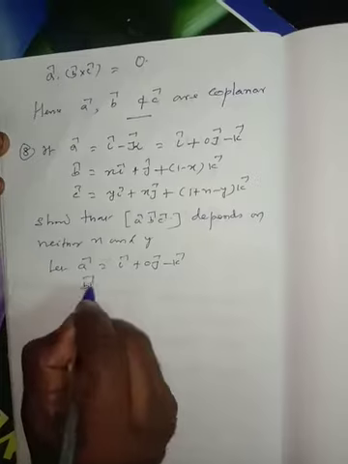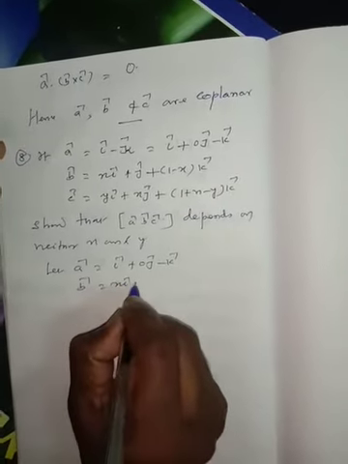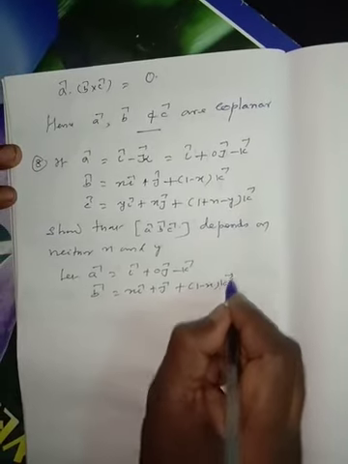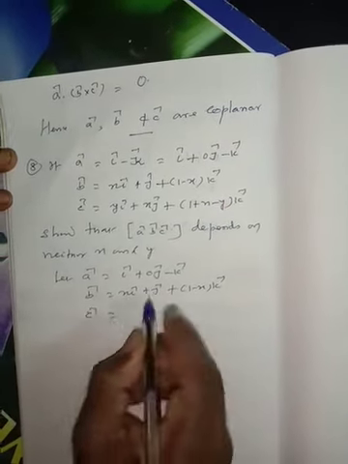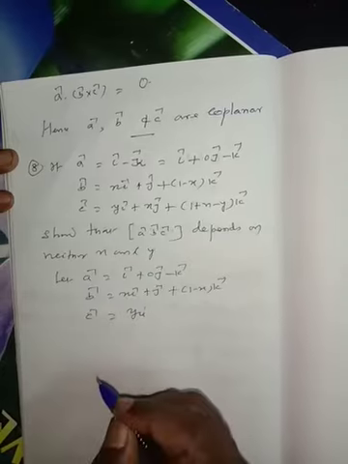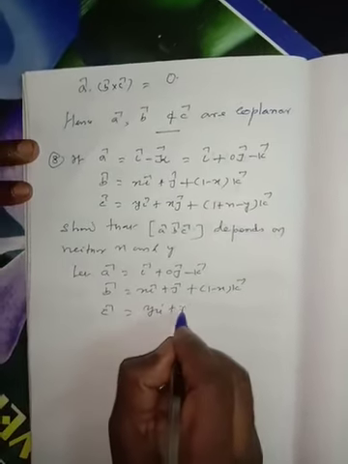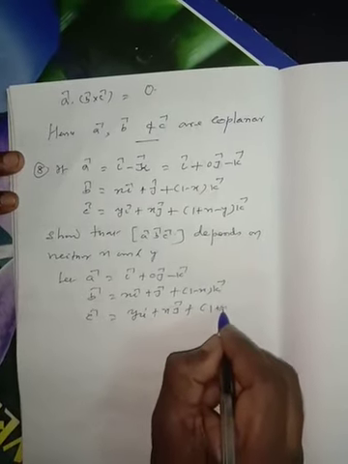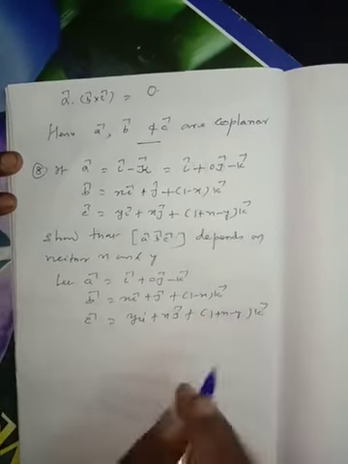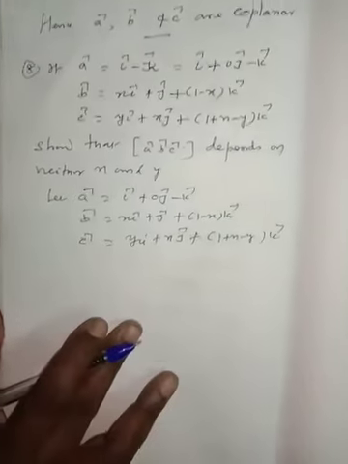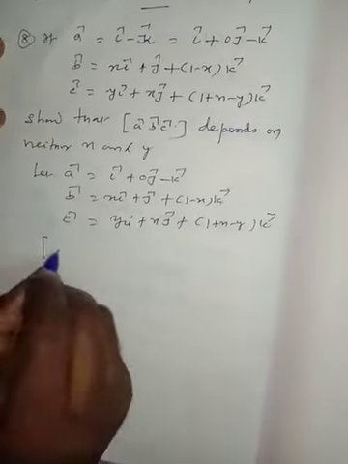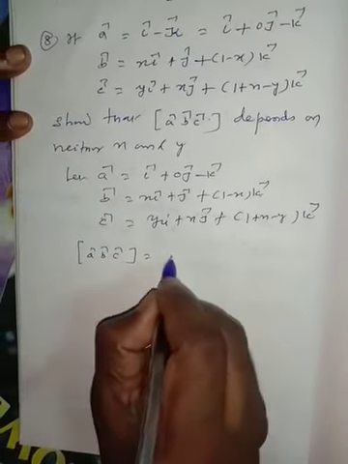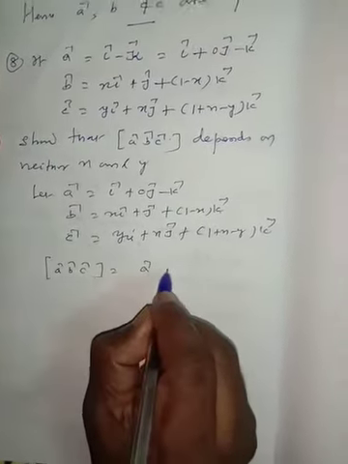Let A vector is equal to first vector i vector plus 0j vector minus k vector. B vector is equal to x i vector plus j vector plus 1 minus x into k vector. C vector is equal to y i vector plus x j vector plus 1 plus x minus y of k vector. Okay. Now the box product of ABC is equal to A vector dot B cross C.